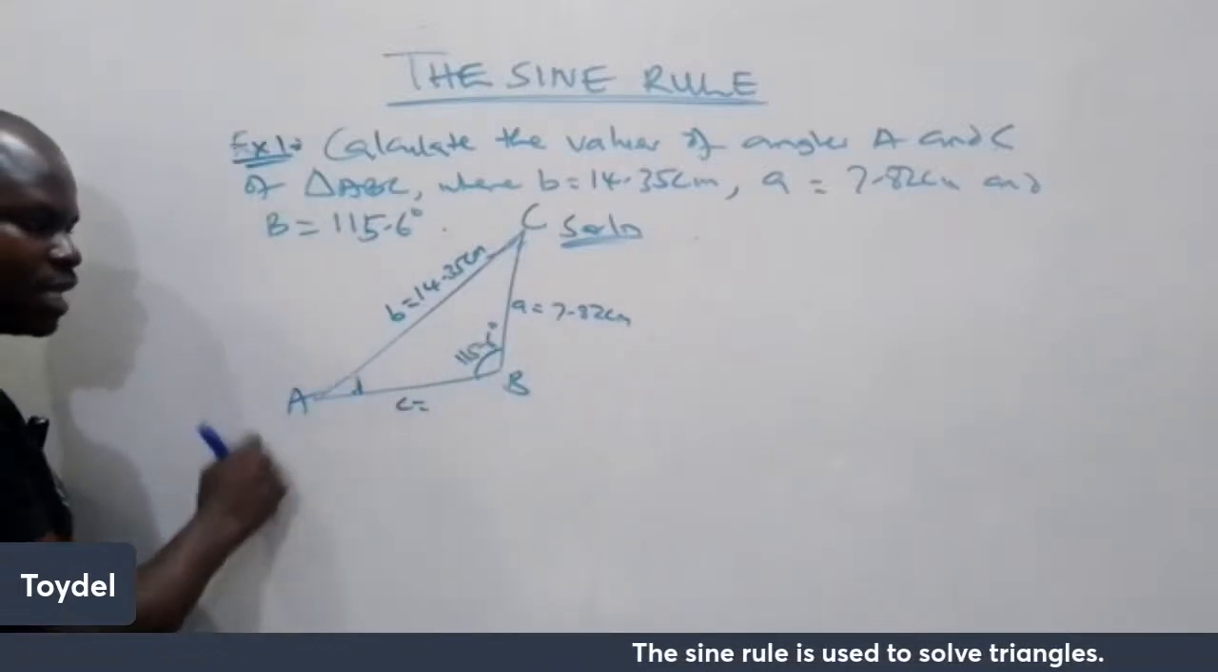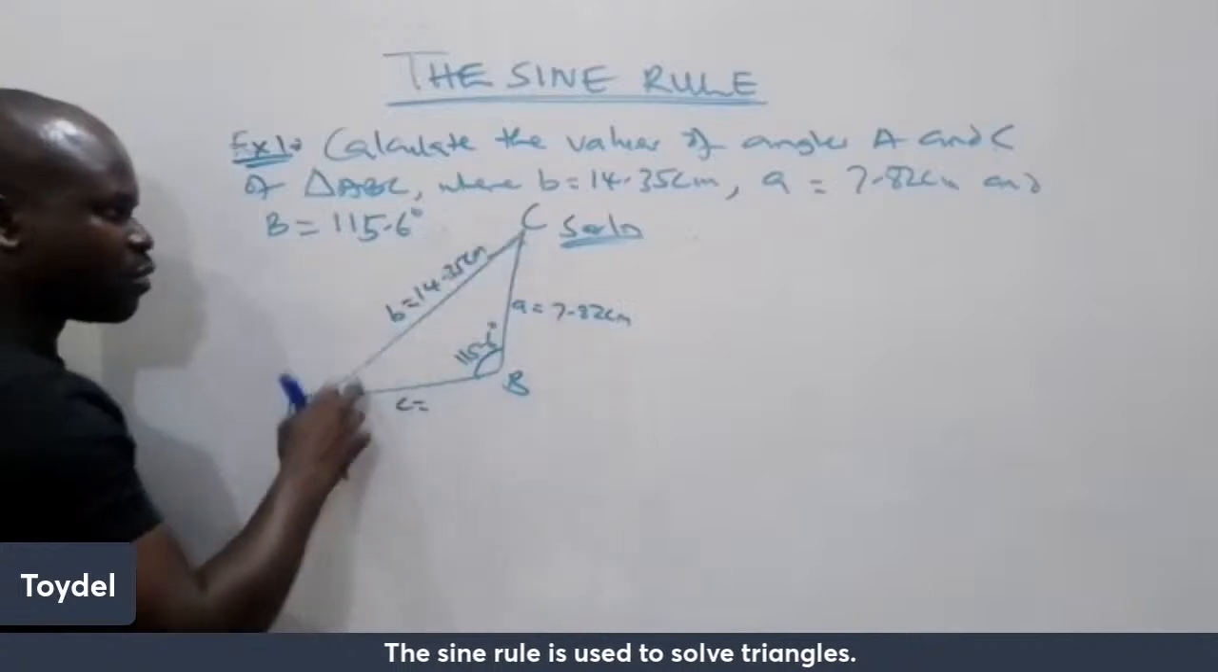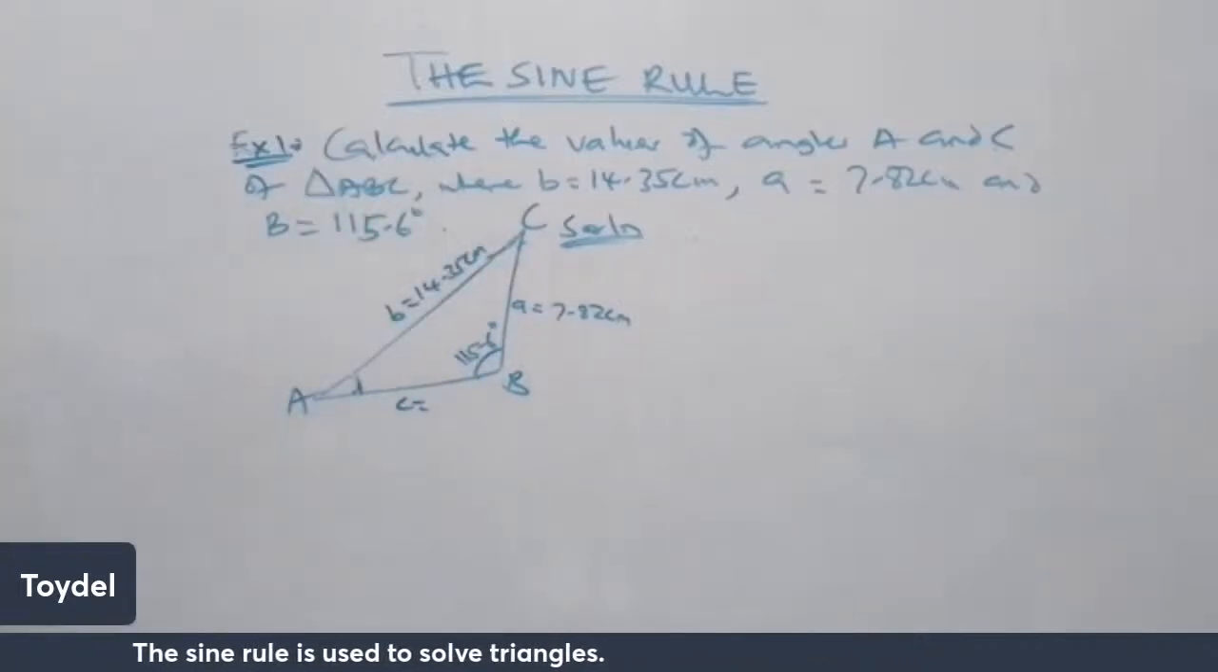That's the first angle that we are going to get. So once we get angle A, then we just use the sum of angles in a triangle to get angle C. And that's what we are going to do.